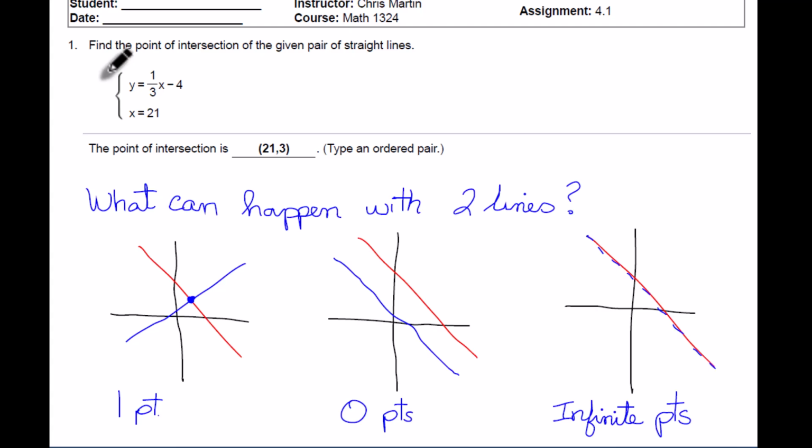We have two lines. I've got y equals 1/3 x minus 4. Looking at that, I see the slope is 1/3. The line is going up. It is crossing at minus 4. And in the second line, I remember that x equals a number. Anytime I have x equals a number, those are all vertical lines. Slope is undefined, and it's going to be crossing on the x-axis at 21.